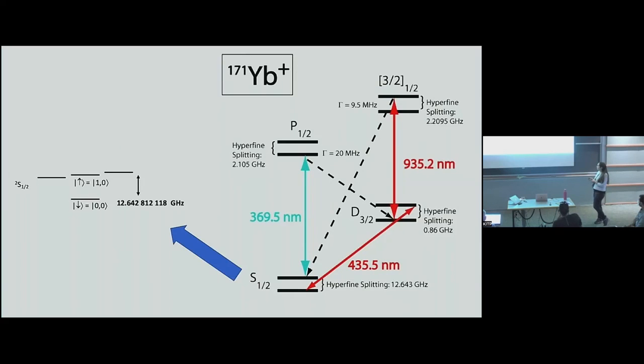And our qubit is going to be in this ground state hyperfine manifold. So our spin down is 0 and our spin up is 1. We have this splitting here of 12.6 gigahertz. And this will be our qubit.